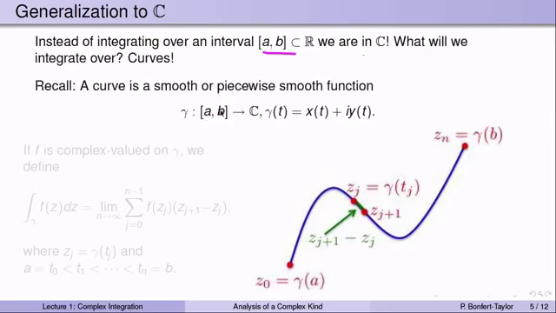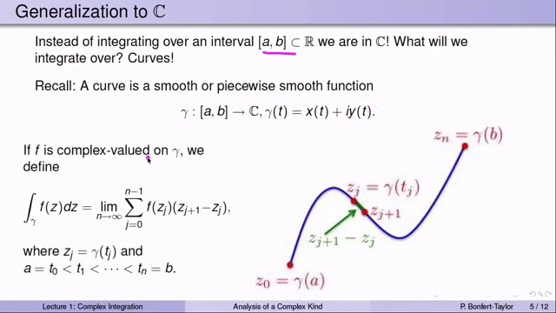Recall that a curve is a smooth or piecewise smooth function gamma, defined on an interval into C. We could write this function as gamma of t equals x of t plus i y of t, where x is the real part and y is the imaginary part. If f is a complex valued function that is defined on gamma, then we define the integral over gamma, f of z dz, to be the limit of these sums. We take f of zj times zj plus 1 minus zj, and the zj's are the values of gamma at points tj, and we divide the interval from a to b up into these little chunks again, as we did before. So this is a direct generalization of the left-hand sum.